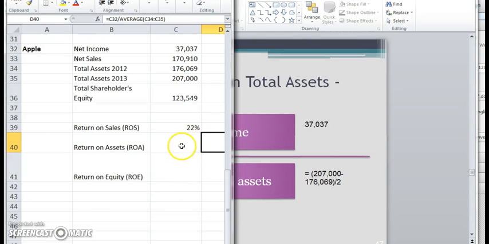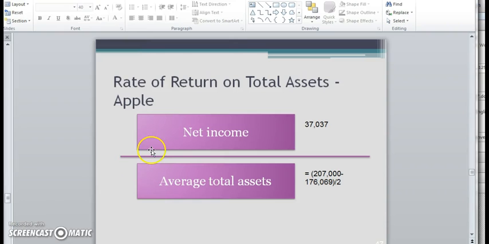Now here's that spreadsheet, and there we are. So the return on assets, as you can see, I plugged in the numbers. You've got here C32, which is your net income, divided by the average of the net assets. It's a percentage, so I'm just going to make it a percentage, and it's 19% return on assets for Apple. Now let's go back to my PowerPoint.